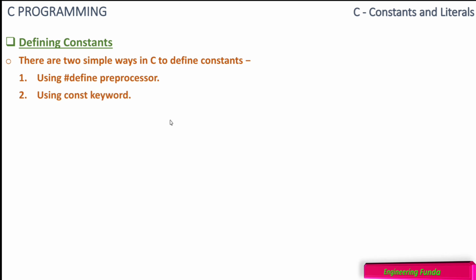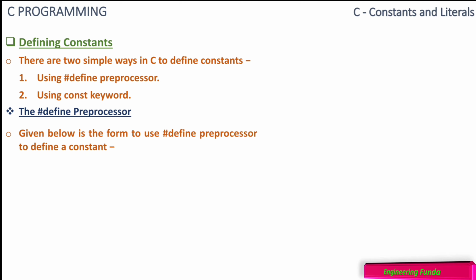And the second is using the const keyword. If you write const when defining any variable, then it becomes unchangeable. Let us see both of them in detail, starting with the #define preprocessor.